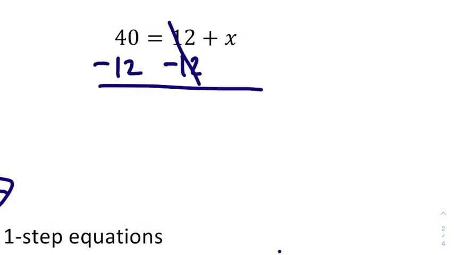And when I do, the 12s cancel. I have an x on the right-hand side, and I have a 28 on the left-hand side. All right, here we go.